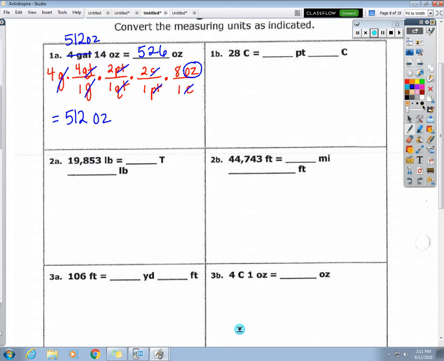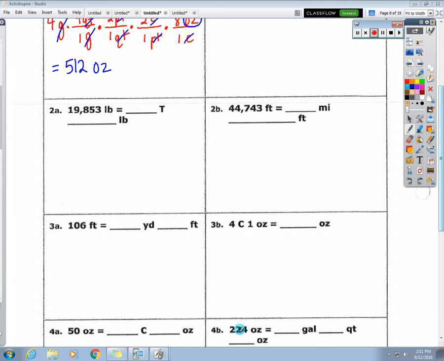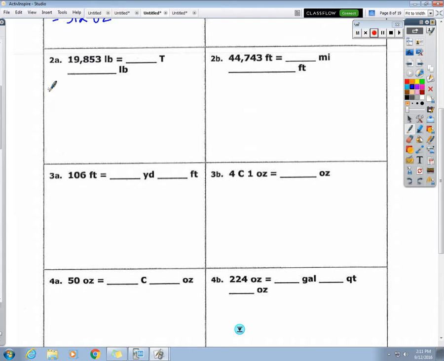2A, we're converting 19,853 pounds to tons. Someone do the chain. Okay, so I start off with 19,853 pounds. Okay, so what needs to be my next denominator? Pounds. What do you know about pounds to tons?